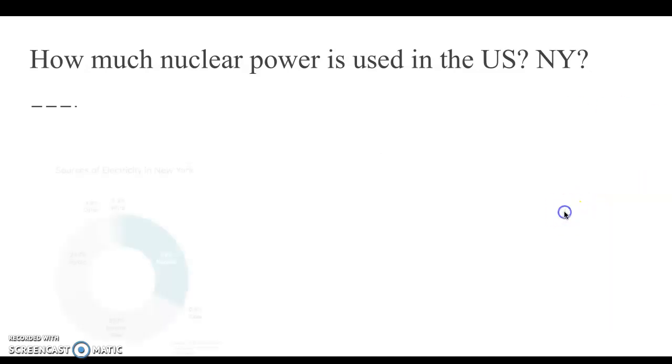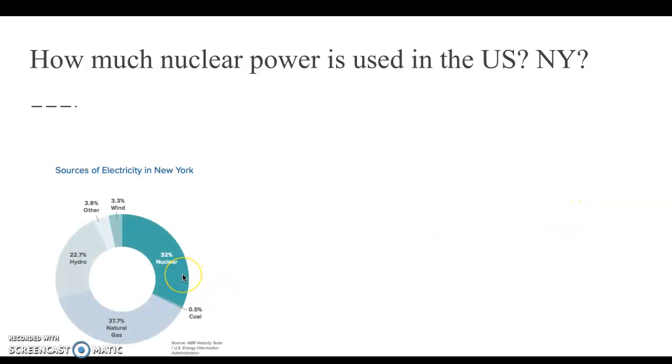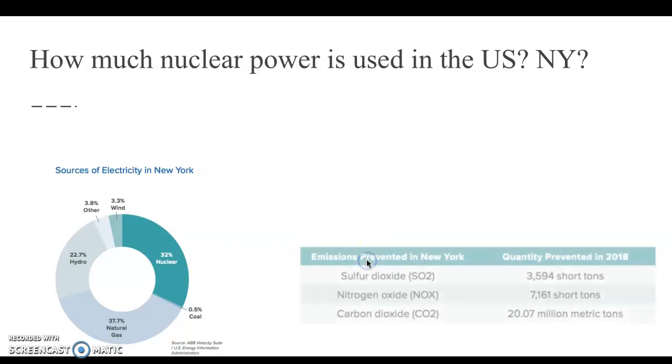New York uses about 30% of nuclear power for its electricity. So about a third of our electricity is produced from nuclear. And one of the cool things about New York is it is a zero emission state, meaning it is not producing carbon dioxide and also sulfur dioxide and nitrogen oxide with its nuclear power, so it is a zero emissions power source in New York.